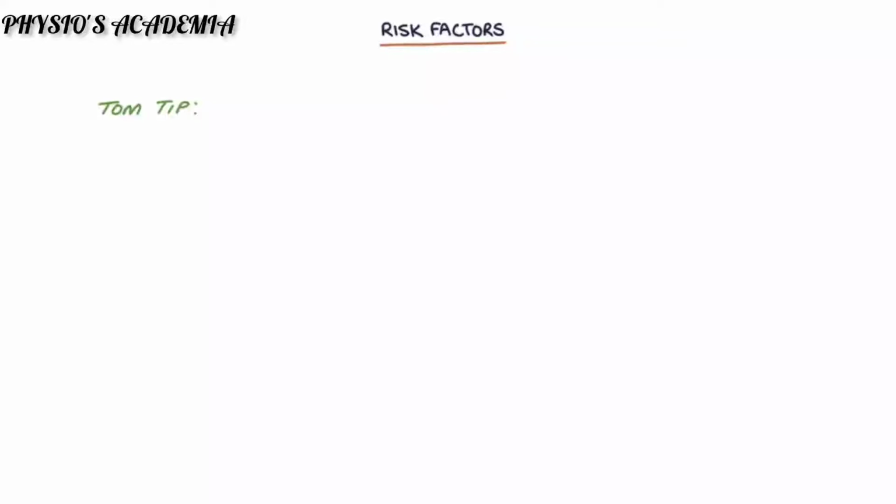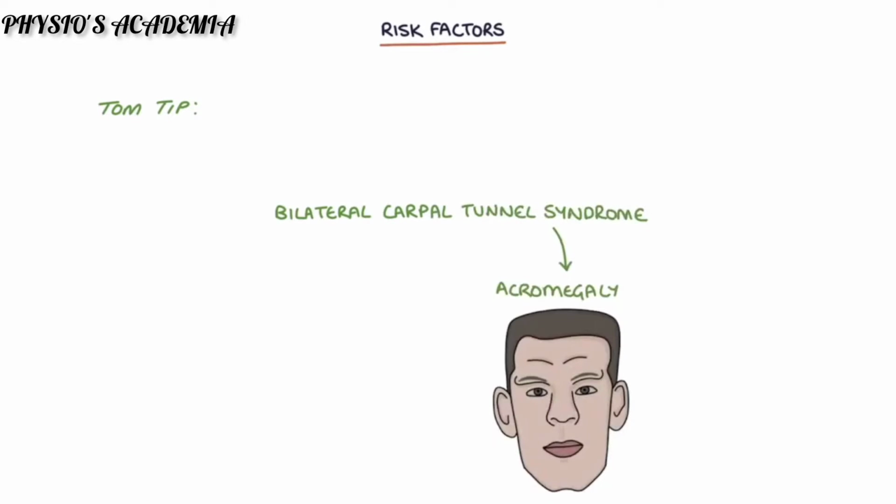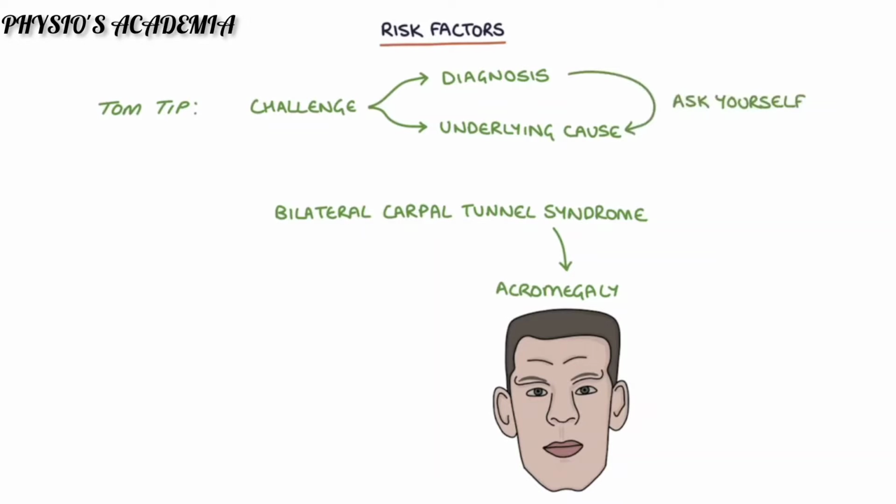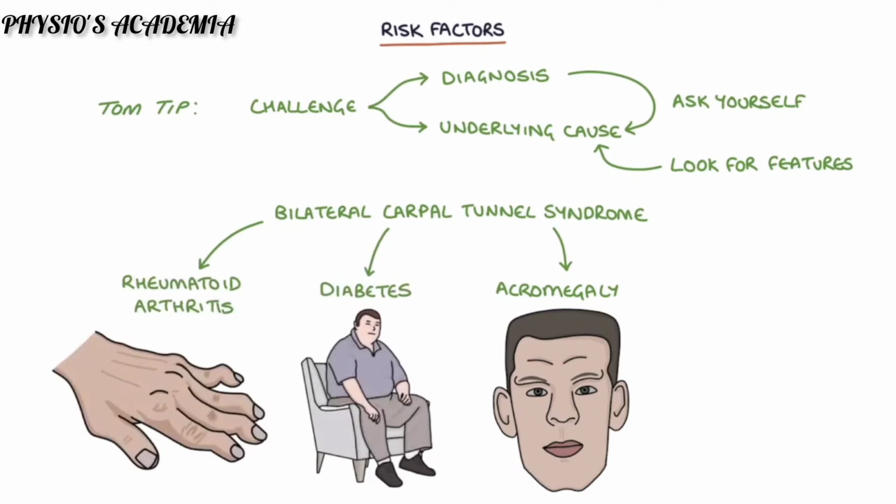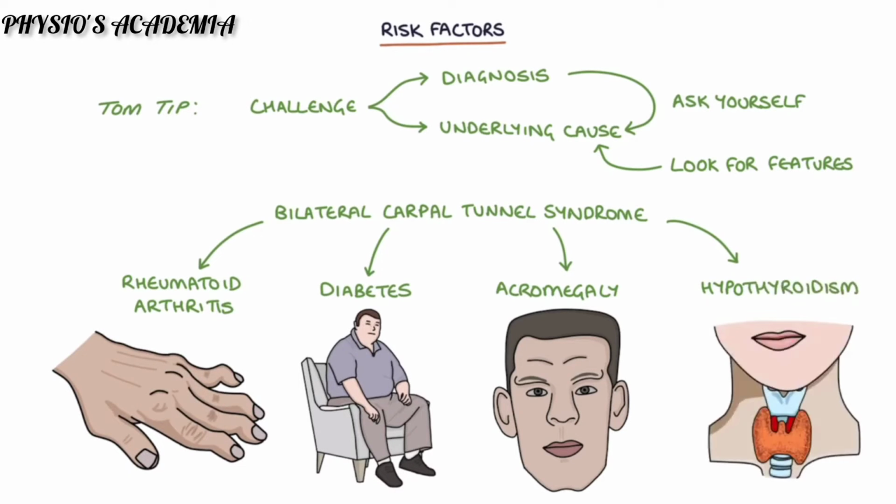So, a top tip for you: the link between bilateral carpal tunnel syndrome and acromegaly came up several times in my clinical experience. Cases presented with a patient with symptoms of bilateral carpal tunnel syndrome, and the challenge was not only to diagnose carpal tunnel syndrome but also to identify the underlying cause. Whenever you see a patient with a diagnosis like that, ask yourself whether it might have an underlying cause and look for the features of that cause. For example, if you see a patient with bilateral carpal tunnel syndrome, look for features that might suggest underlying rheumatoid arthritis, diabetes, acromegaly, or hypothyroidism. Going this extra step will take you from average exam scores to the very top scores.